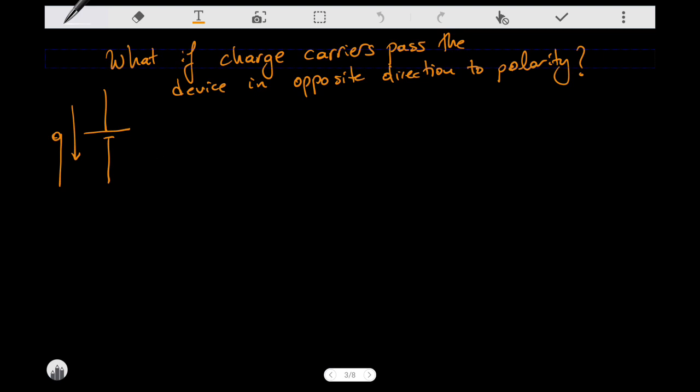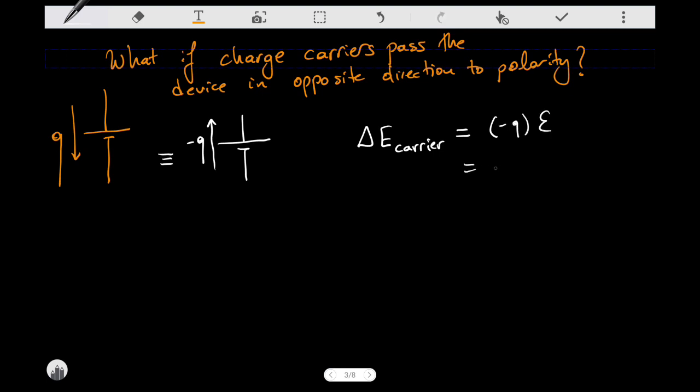The answer to this is actually very simple. We can think of this as a charge minus Q passing in the correct direction of the polarity. So therefore the energy given to the charge carriers, so the charge carriers that have crossed this device, is going to have an extra energy which is equal to that charge multiplied with the EMF. So in that case, the energy given to the charge carriers would be minus Q times E.